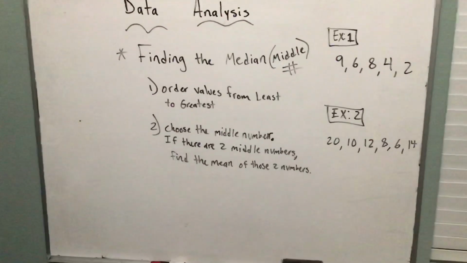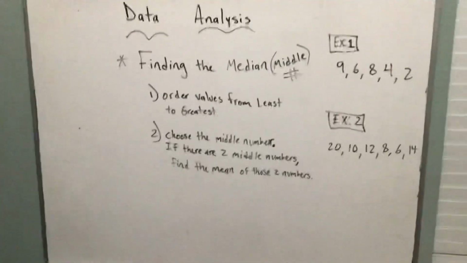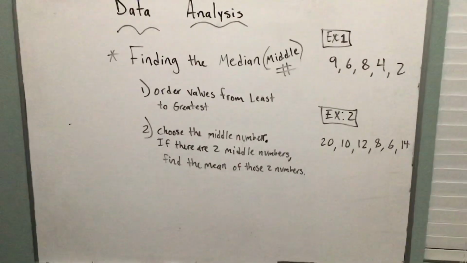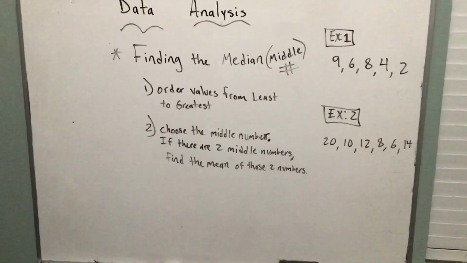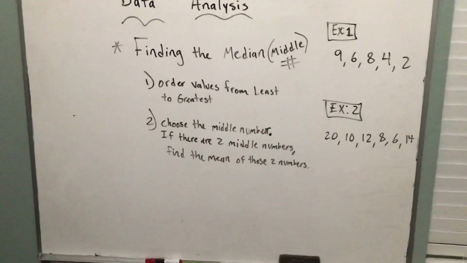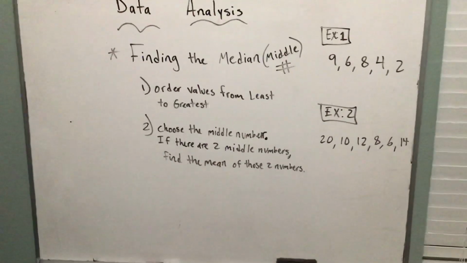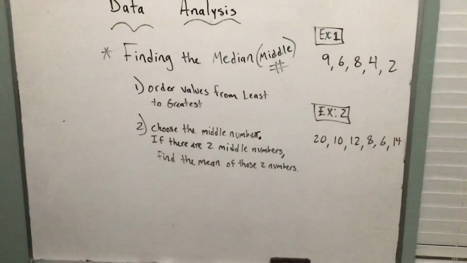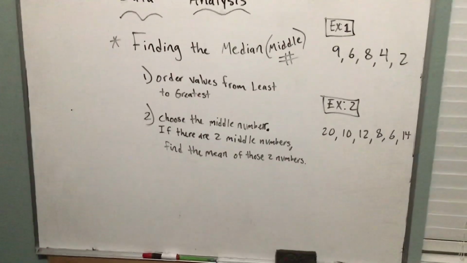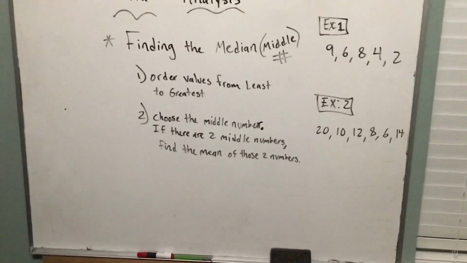The first one, very important that you follow this, you must have the numbers ordered from least to greatest. One thing is for sure, they're probably not going to give them to you in that order, so it's going to be up to you to understand that that must be the first thing to do. And then number two, once you have them from least to greatest, we'll simply choose the middle number.